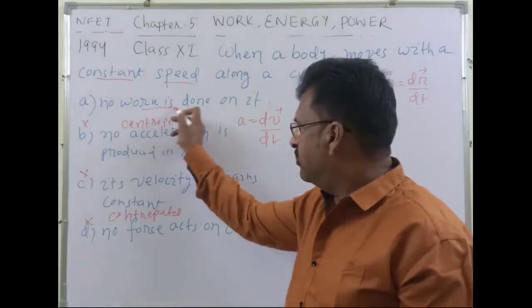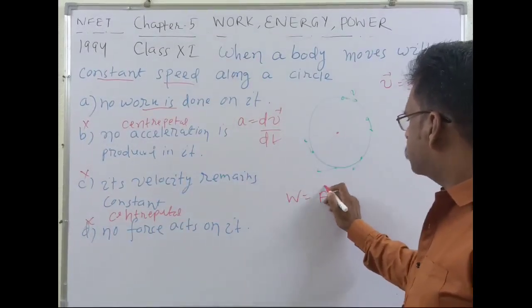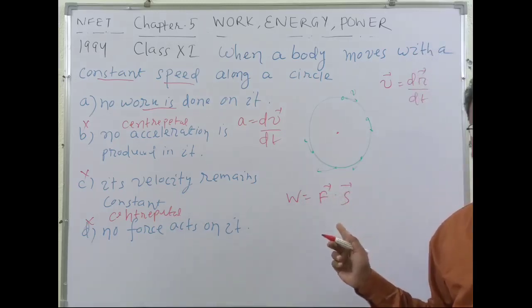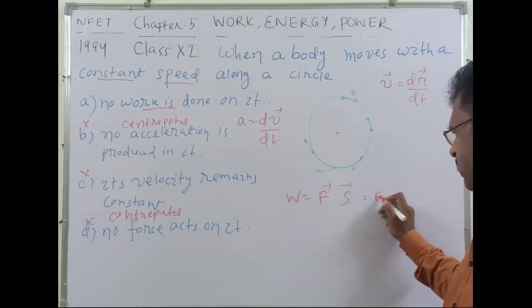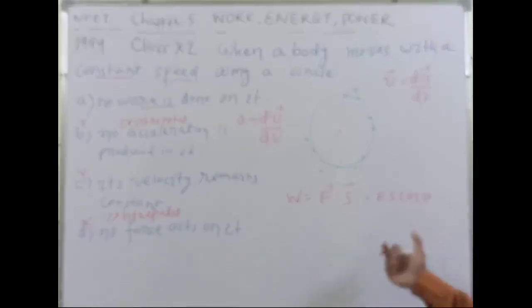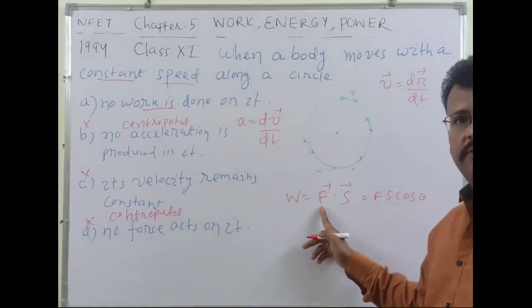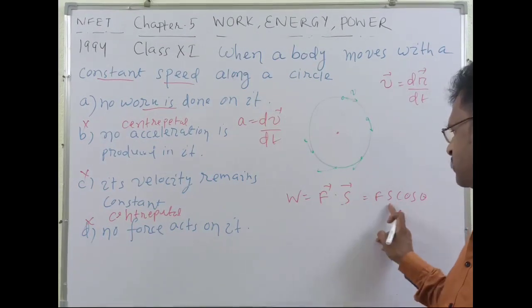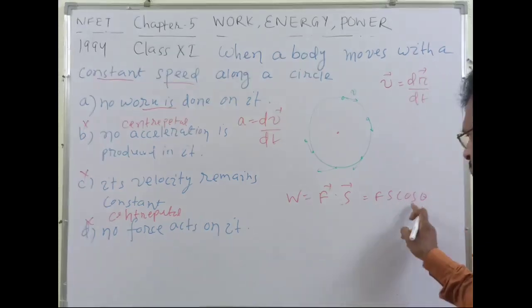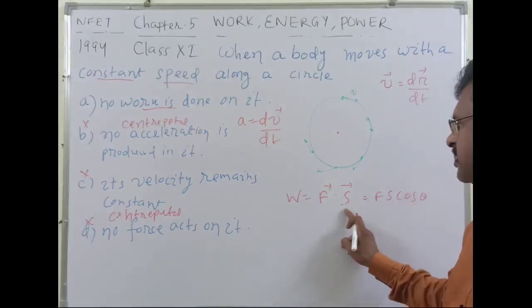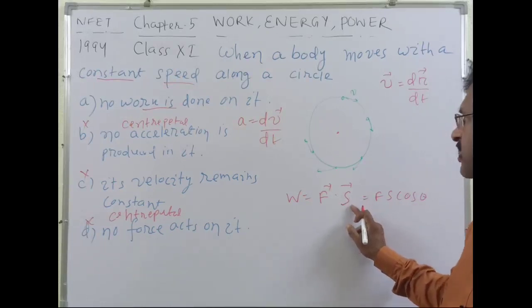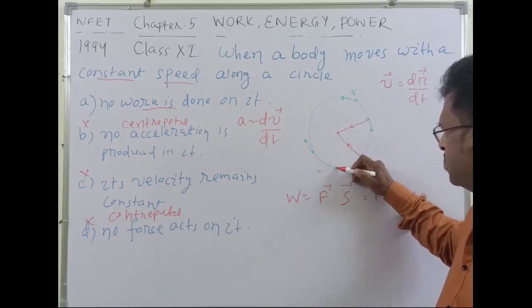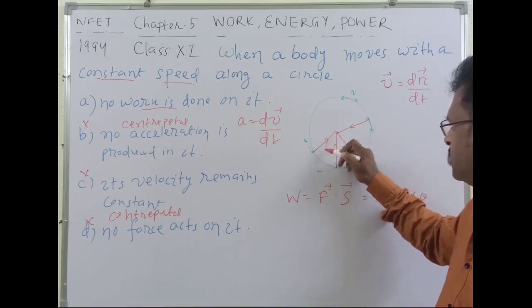And what about the work done? Work done W is equal to, students, we know what work done is. It is the dot product of two vectors, force and displacement: W is equal to F S cos theta. F is the magnitude of force vector F, and S is the magnitude of displacement vector S, and theta is the angle between force and displacement. We know the centripetal force is always directed towards the center of the circle along which it is moving, students.